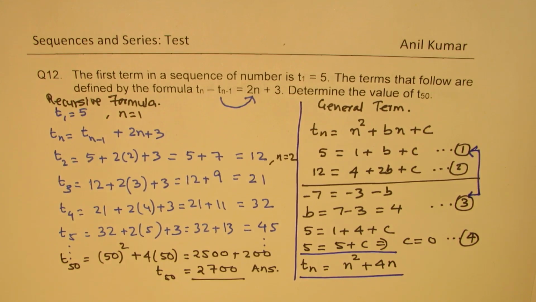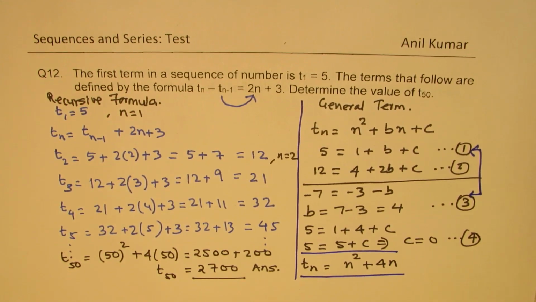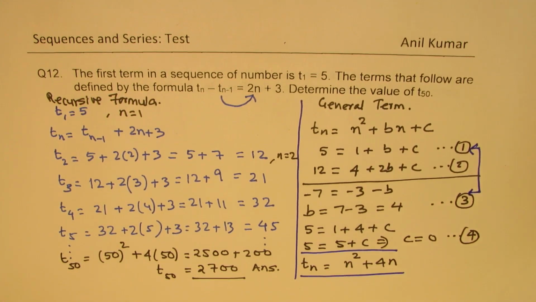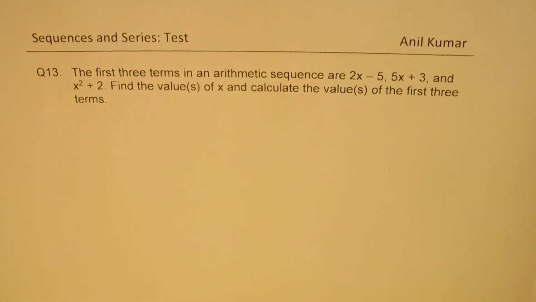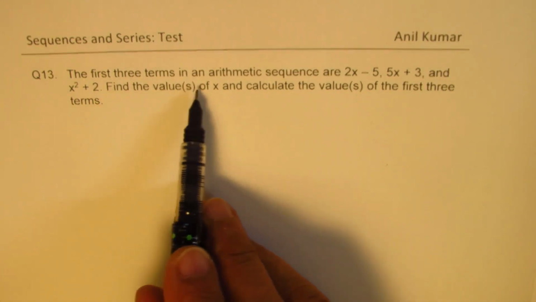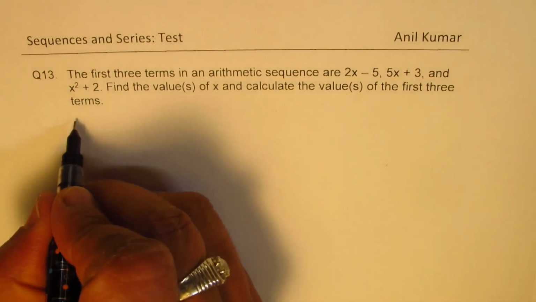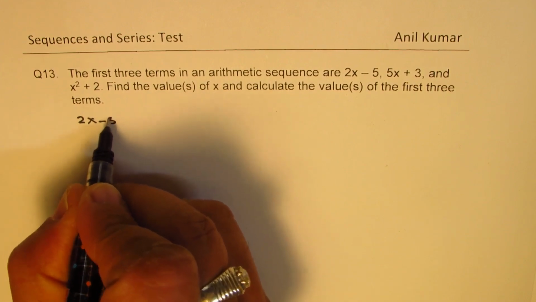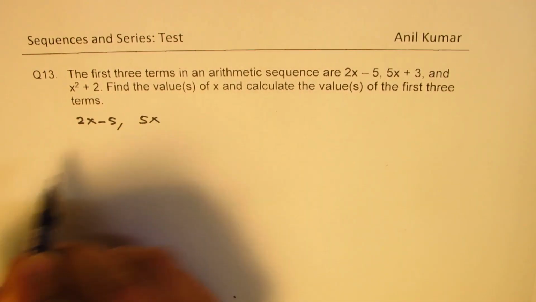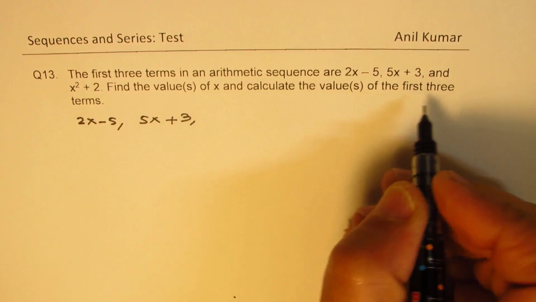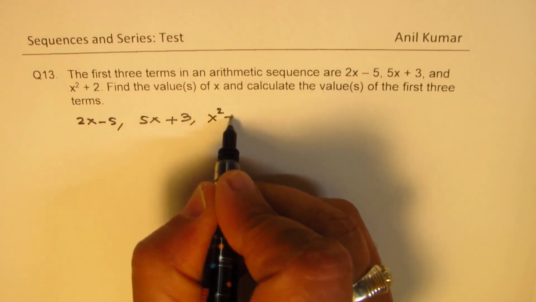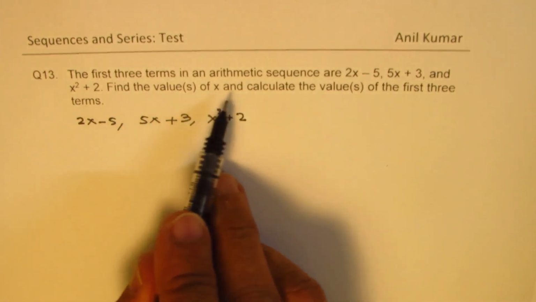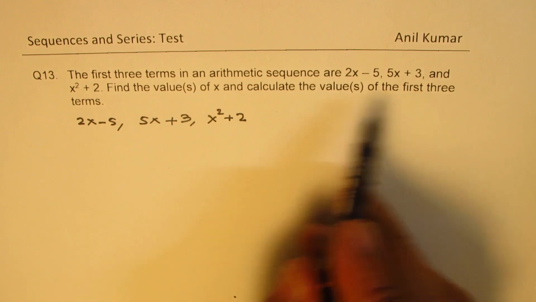Now this is a very interesting and useful example. I'd like you to once again go through this and then look into the solution of the last question here, which is question number 13. The first three terms of an arithmetic sequence are 2x minus 5, 5x plus 3, and x squared plus 2. Find the values of x and calculate the values of the first three terms.